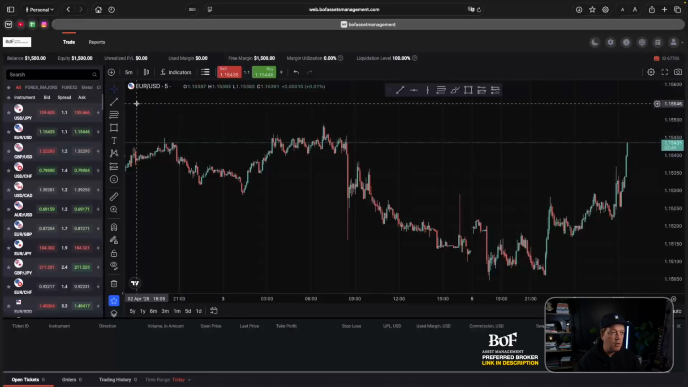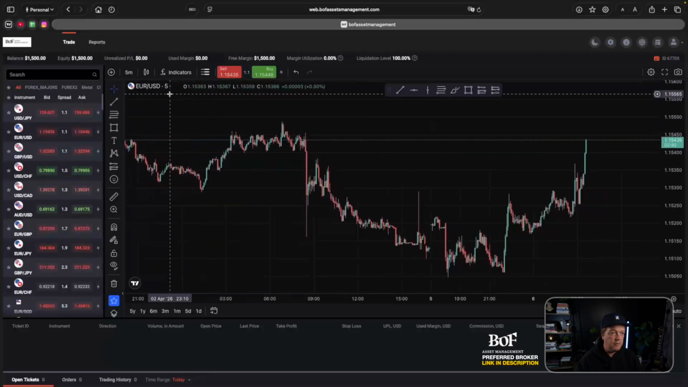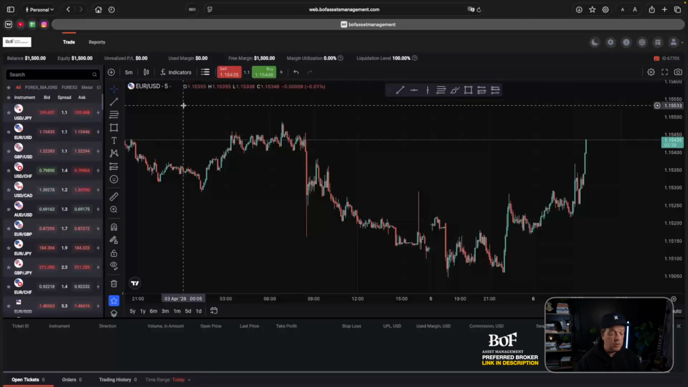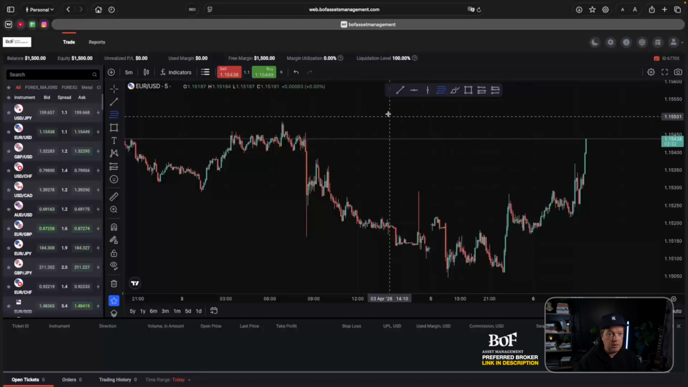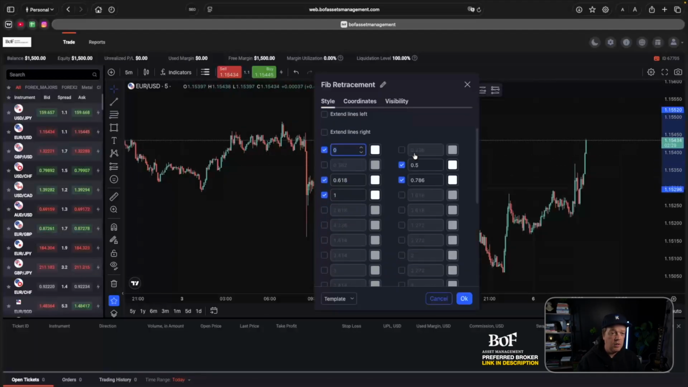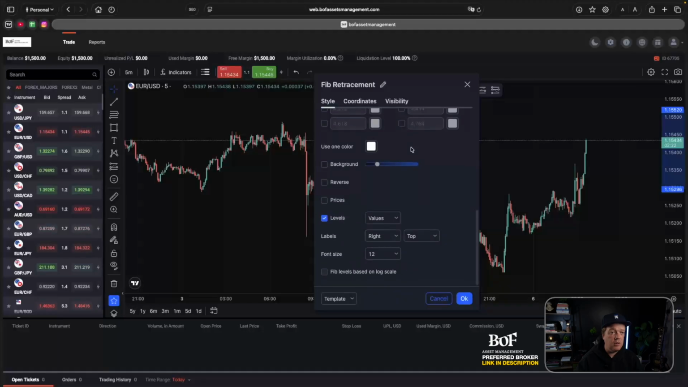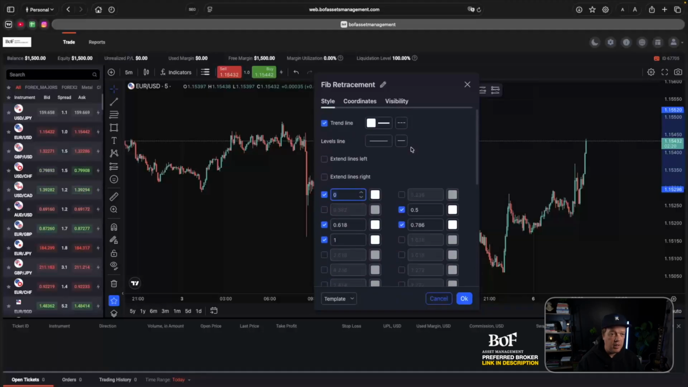Alright, so we are here on Euro USD, as you can see, on the 5-minute chart. This works on any single time frame. The tool I'm talking about is the fib. First of all, pause this video. Here are the levels that I'm using. Take a screenshot, and you can pause the video and copy my exact settings for the fib.